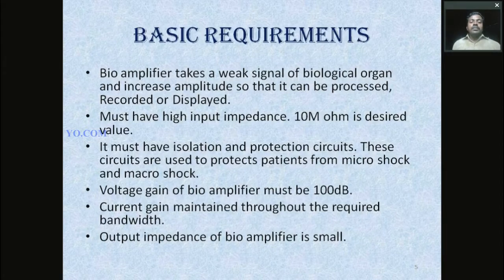Okay, so it must have isolation and protection circuits. This is the second important point. What is isolation? Isolation means separation.